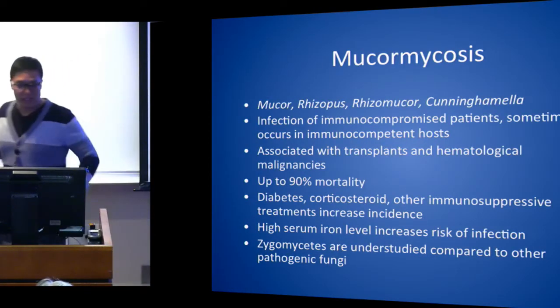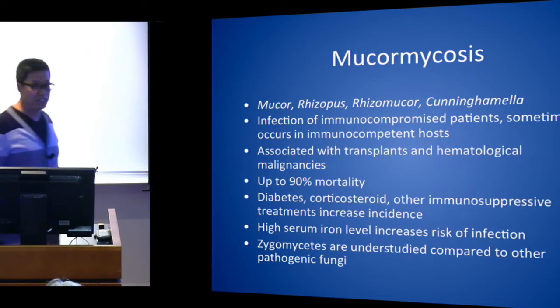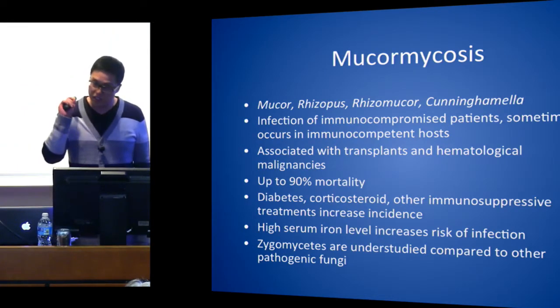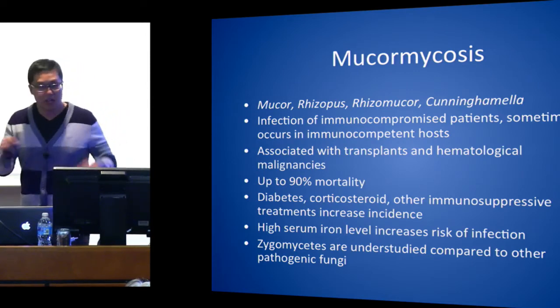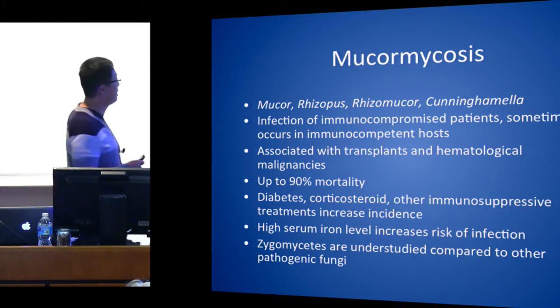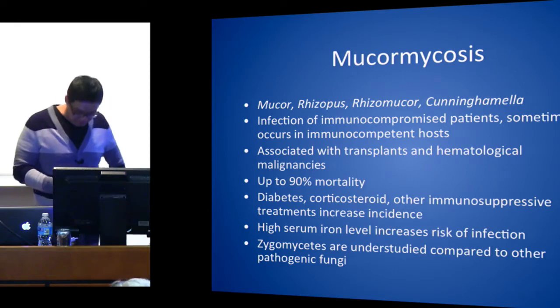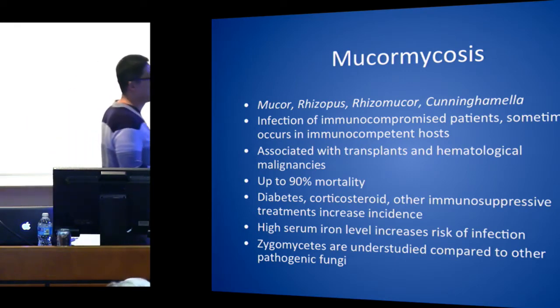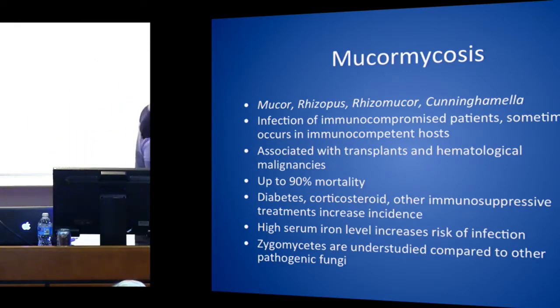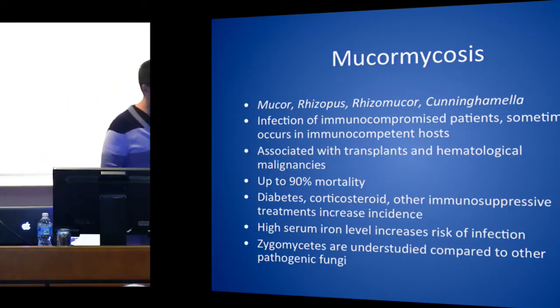Mucormycosis is not a really common fungal infection, but it keeps increasing. The problem is that it is a really aggressive fungal infection. It's not one species responsible for this. There are several mucormycosis fungi responsible, including Mucor rhizome, Pursorhizome, Mucor cunningham, and several other species. Infection mainly occurs in immunocompromised patients, and sometimes an immunocompetent host can develop mucormycosis too. It is mainly associated with transplant recipients and also blood cancer patients.